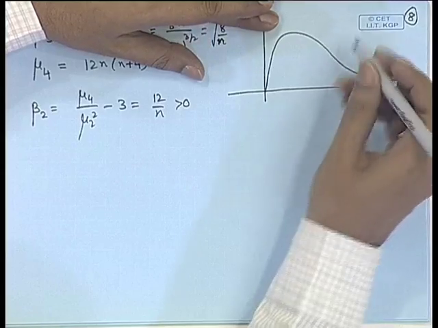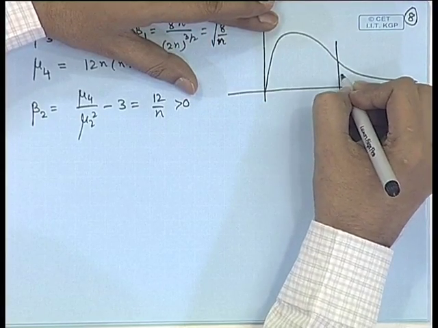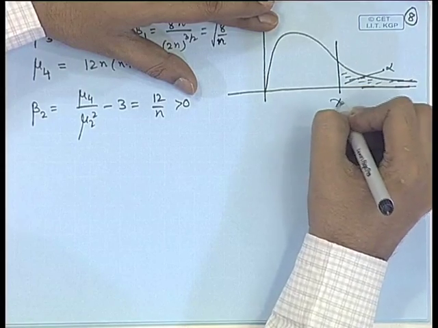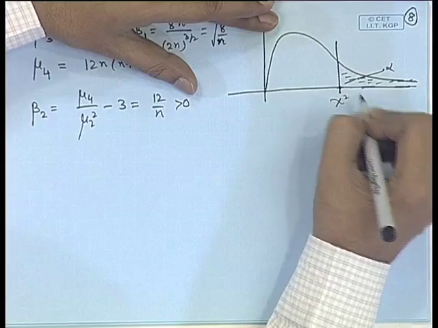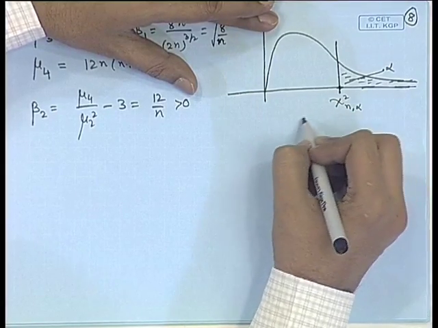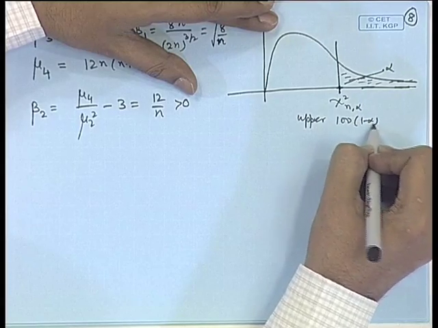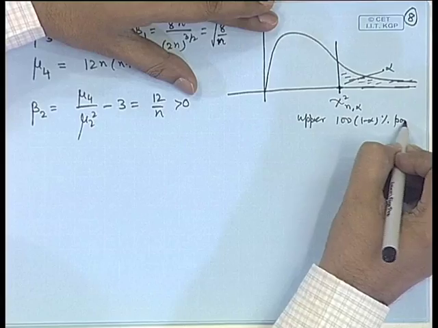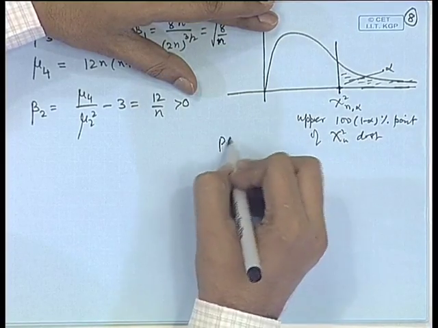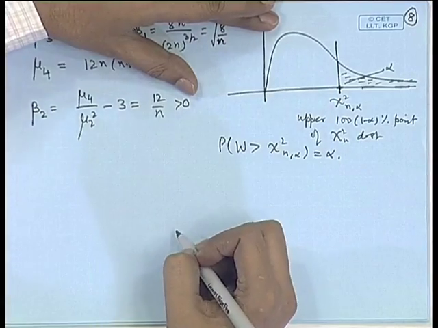However, tables of chi-square distribution are available for specific probabilities. So, if this probability is say alpha, then the point on the axis is called chi-square n alpha, that is the upper 100 alpha percent point, or 100 times 1 minus alpha percent point, of the chi-square n distribution. That means, probability of W greater than chi-square n alpha is equal to alpha.